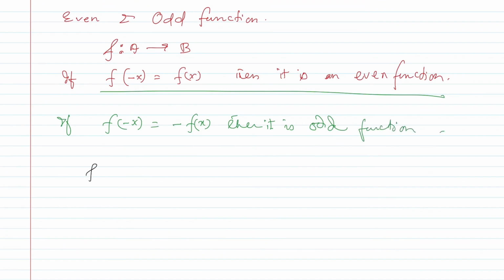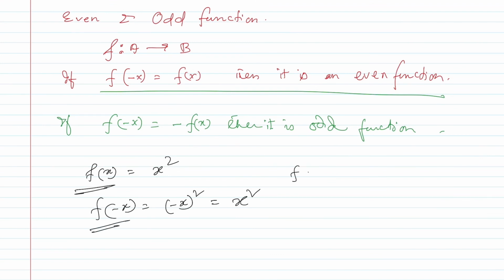Suppose we have a function f of x is equal to x square. So here you see, in this case, f of minus x will be minus x whole square, which is equal to x square. So as you can see, f of x and f of minus x both are equal. f of minus x is equal to f of x. That's why this function is even.